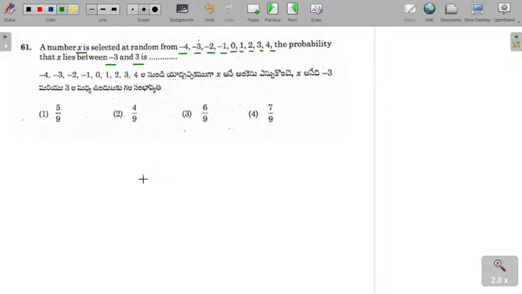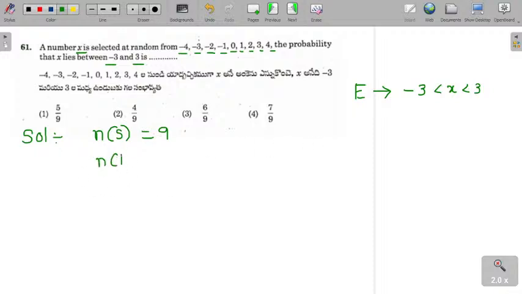So first let us write here n(S). n(S) means total number of outcomes in the random experiment. You count it: 1, 2, 3, 4, 5, 6, 7, 8, 9. n(S) is equal to 9. So let E be the required event, the probability that x lies between -3 and 3. So that means E be the event that x should lie between -3 and 3: -3 < x < 3. So then n(E), number of possible outcomes.